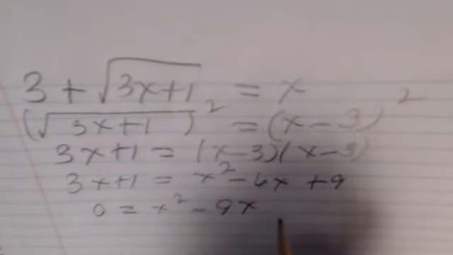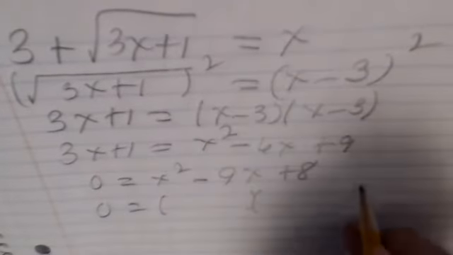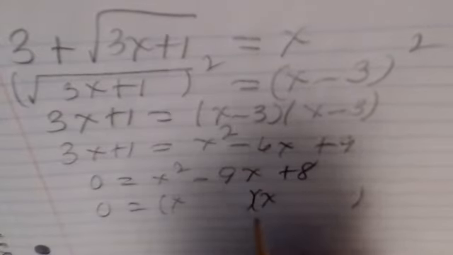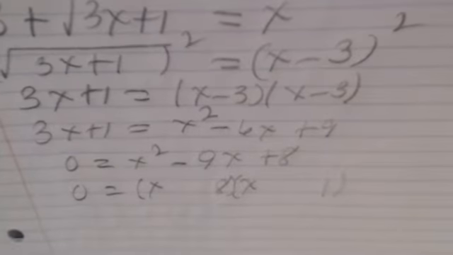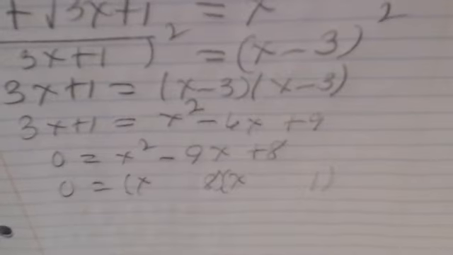So 0 is equal to x squared minus 9x plus 8. Again, we're lucky because this thing will factor. In fact, I would suspect that all of them that we work are going to factor because we don't want to get that complicated with our answers.